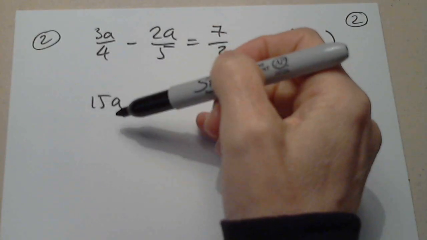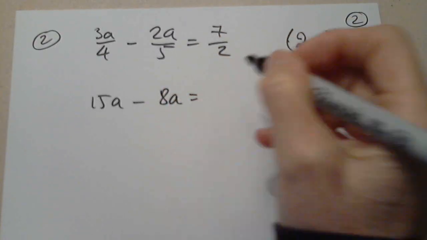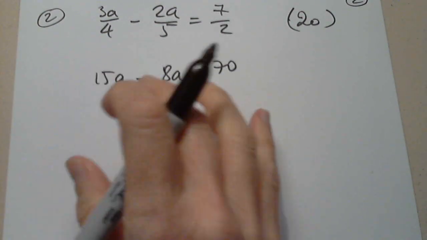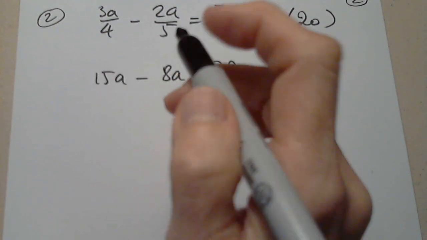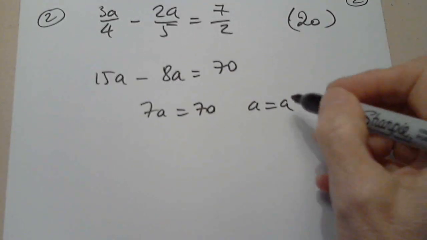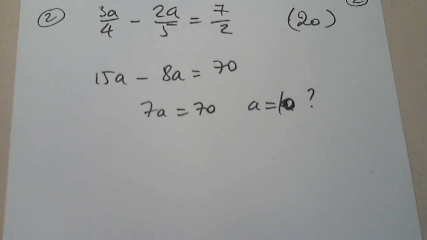Okay, so 20 divided by 4 is 5. 5 times 3 is 15. 20 divided by 5 is 4. Times this is 8a. And here I have 10, which is 70. 15a minus 8a is 7a equals 70, so it appears that a is 10. Is it? I don't know. But I'm not going to enter 10 before I verify.